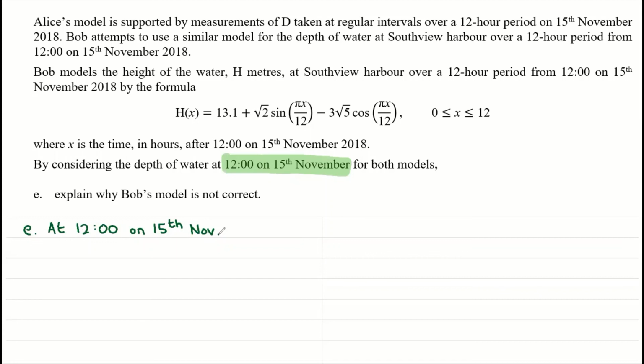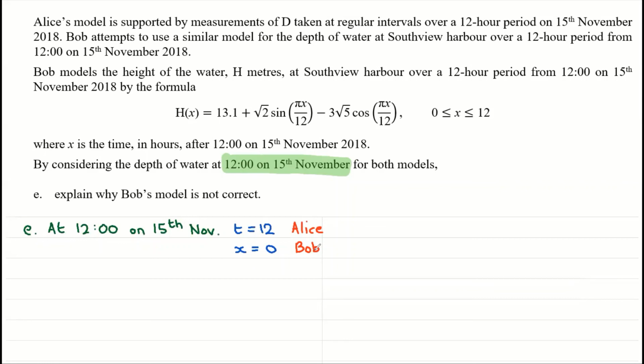what do we know? Well, we know, according to Alice's model, the time is 12, and Bob's model, x equals 0. So we'll just indicate which model this is. So this is Alice, and this is Bob. Now, if the models are correct or if they're predictive, then the values we get when we substitute those particular values in should coincide.